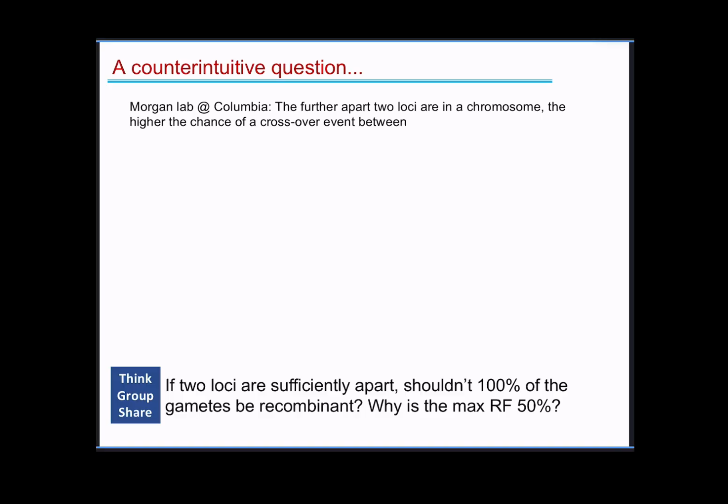Then you'll find everywhere, in all textbooks, all websites, all videos talking about these things, that the maximum recombination frequency is 50%. So why is that? If two loci are sufficiently apart, shouldn't 100% of the gametes be recombinant? Why is it that we know that the maximum recombination frequency is 50?